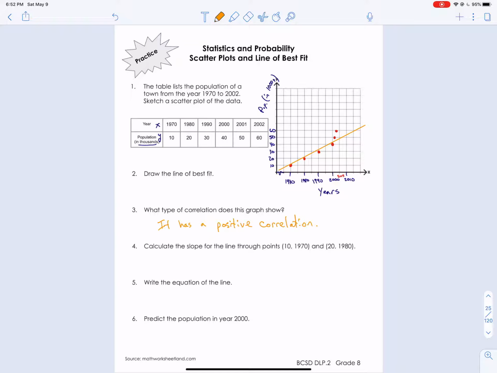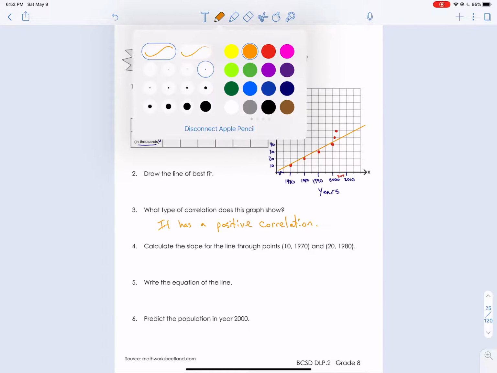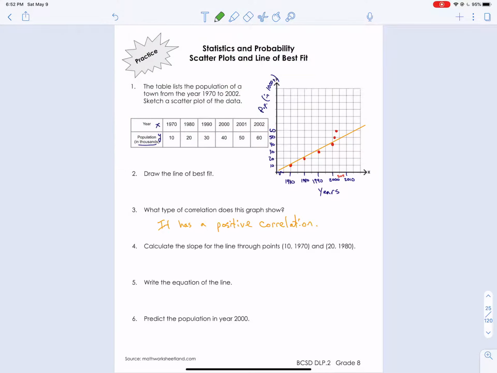Okay, 4, calculate the slope for the line through points 10, 1970. Actually, should be flipped around. So 1970, 10, so x comes first. But keep in mind, there are mistakes in these packets, definitely a lot of mistakes. And it happens. I mean, it happens in textbooks. Humans make these things, so there are mistakes, and we just have to think about what makes sense and do that.